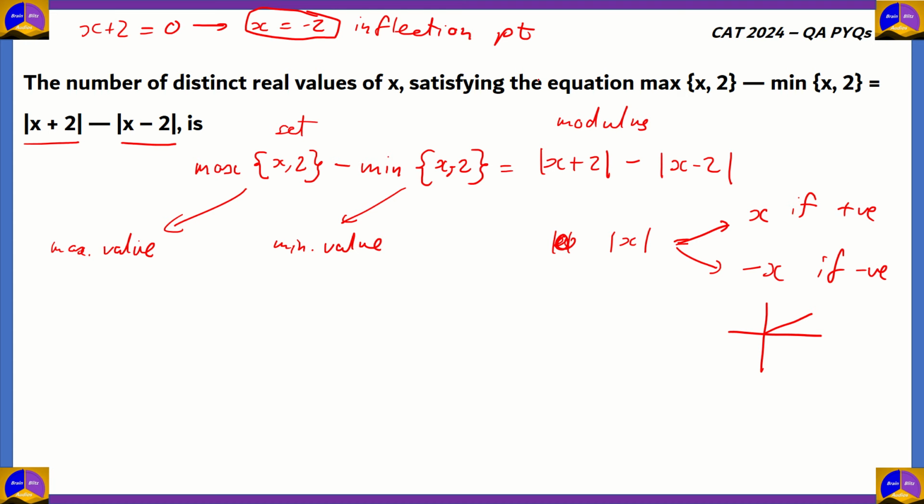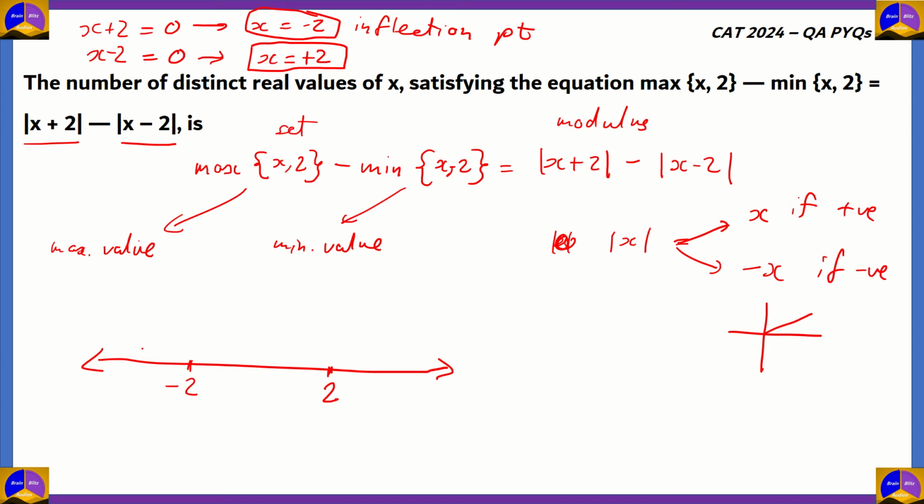So for mod of x plus 2, the inflection point is minus 2, and similarly for mod of x minus 2, we will equate it to 0, so x equals plus 2. So therefore that is the second inflection point. So if you were to draw a number line, we would have three separate cases. The first case is when the value of x is less than minus 2, and the second case is where the value of x is between minus 2 and 2, and the third case is where the value of x is greater than 2. So let's check for each of these cases whether we get a distinct real value for the variable x.